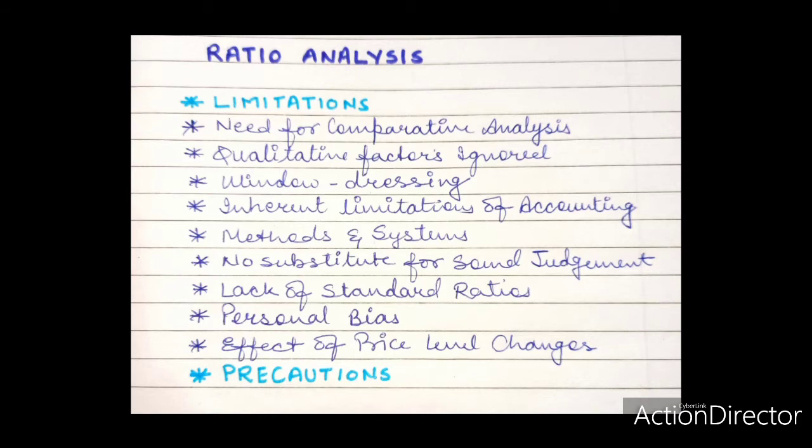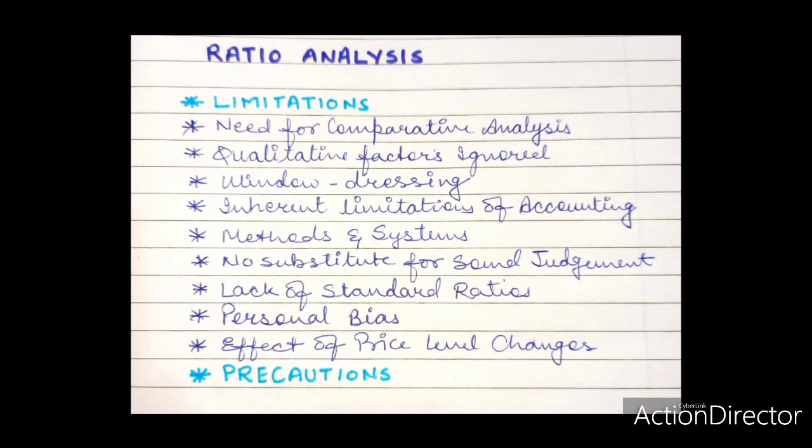Number 5. Difference in accounting methods and systems. Comparability of financial statements is affected when various differences are traced out in accounting methods and systems followed by different firms. Lack of standard formula for calculating ratios make it more difficult to compare, as ratios are worked out on the basis of different items in different industries.